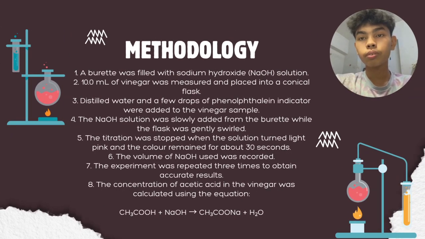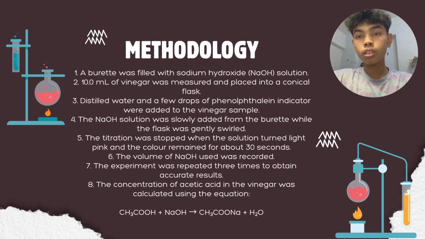So the first thing was sodium hydroxide solution was filled into a burette. 1 ml of vinegar was measured and filled into a conical flask. Then distilled water and a few drops of phenolphthalein indicator were added to the vinegar sample. Sodium hydroxide solution was added from the burette to the flask while the flask was shaken gently. Titration was stopped when the solution turned light pink and the color remained for about 30 seconds. Volume of sodium hydroxide was recorded and the experiment was repeated 3 times to obtain accurate results.